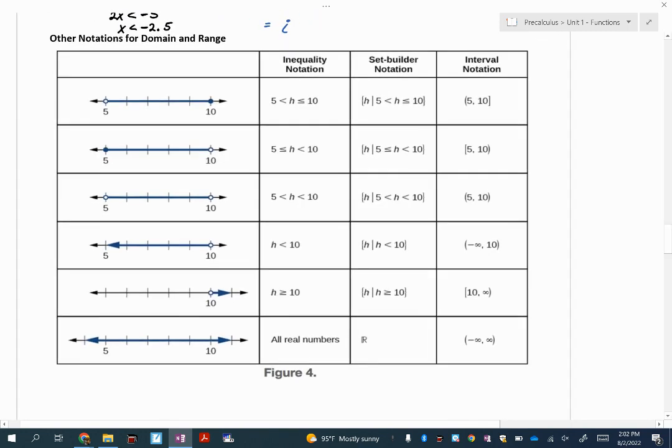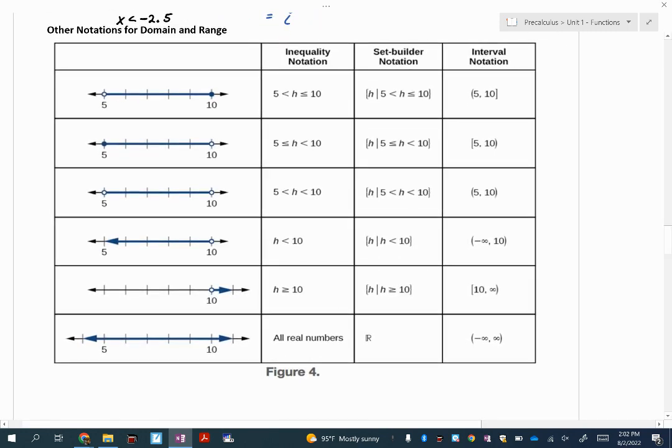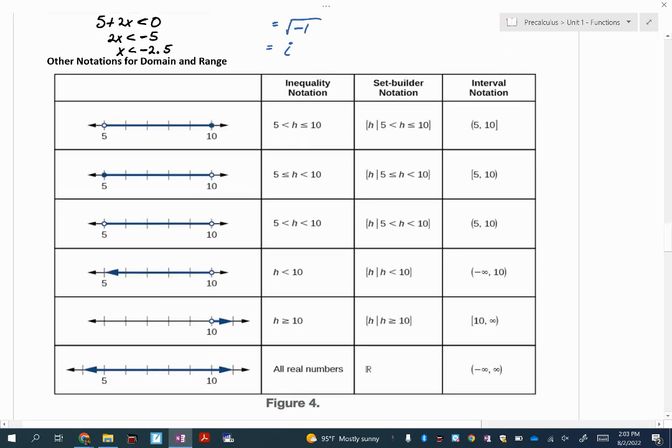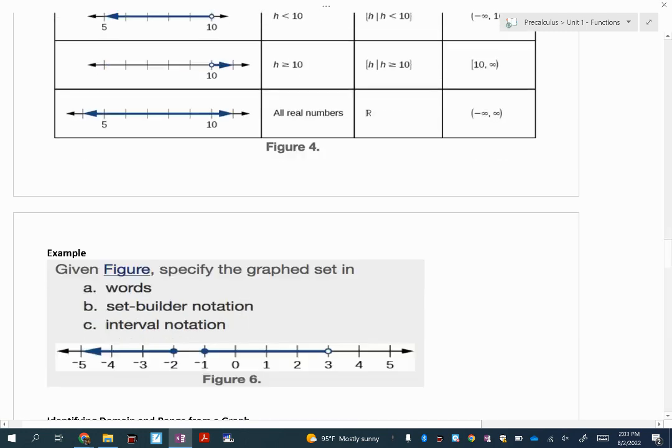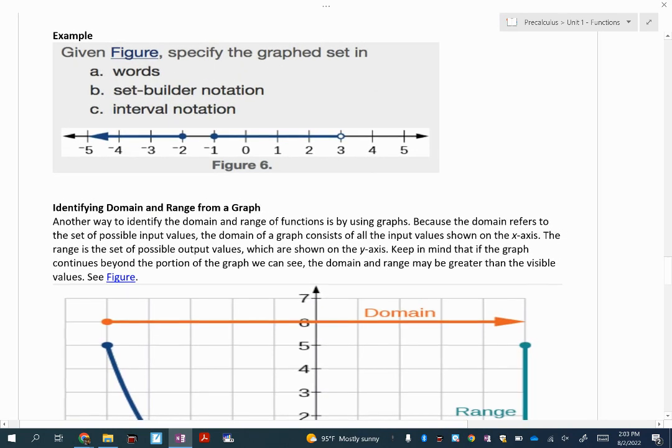All right, so here are the other notations again. We'll do an example with set builder and in words, but the key thing I want you to remember is that we're going to be using interval notation. That's our most important one. Okay, so let's try this one in words and set builder and interval notation.